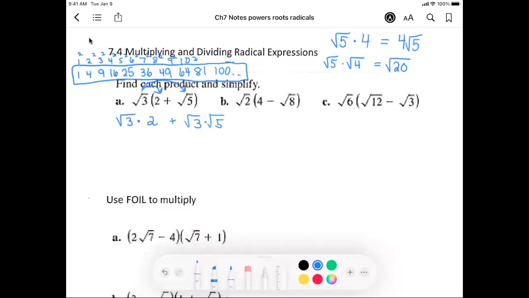Now, 2 different things happen in this problem. On the left-hand side of the plus sign, the square root of 3 times 2, you can't do anything with that because 2 is not also in a square root symbol. So this would just be 2 times the square root of 3 like that. However, the square root of 3 times the square root of 5, you can actually multiply the 3 and the 5 together because they're both inside square root symbols. And you can rewrite that as the square root of 15.